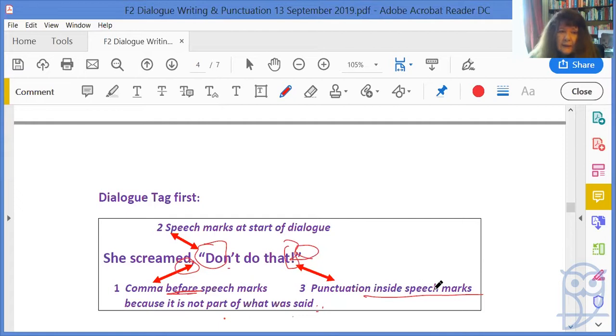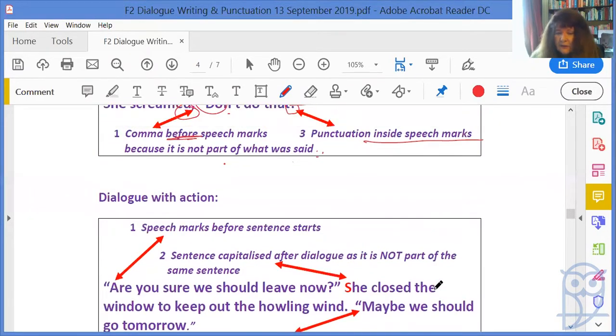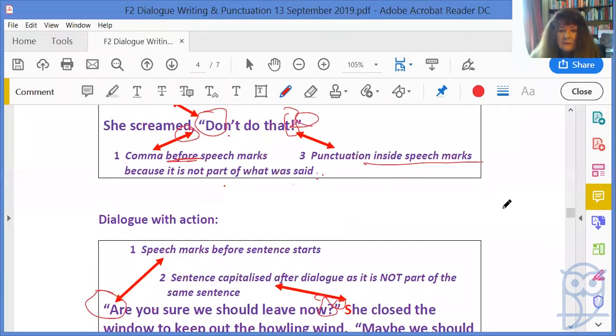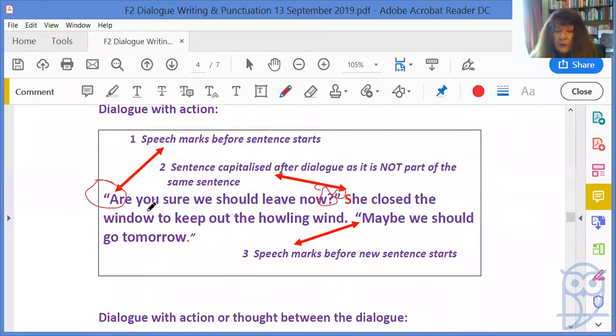Always. Okay. Now, here's some dialogue with a bit of action in between. Exciting, biting. Right, again, as usual, speech marks, capital letter to start the sentence. This is going to be 2 sentences with some action, okay? "Are you sure we should leave now?" Question mark, close inverted commas. Then we've got, "Whoa," she closed the window to keep out the howling wind. So that's another sentence with a description.